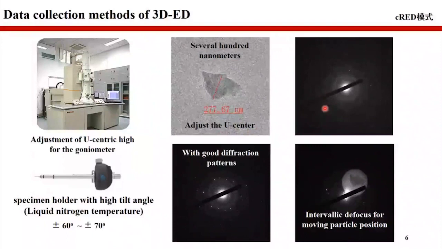Because during the real continuous rotation of the TEM holder, the target particle would move, and it often moves out of the SA aperture. So we need to help drag it back during the several minutes. Generally, we would use an intermittent diffraction so that we could check whether the particle is in the SA aperture during the data collection to help us drag it back.